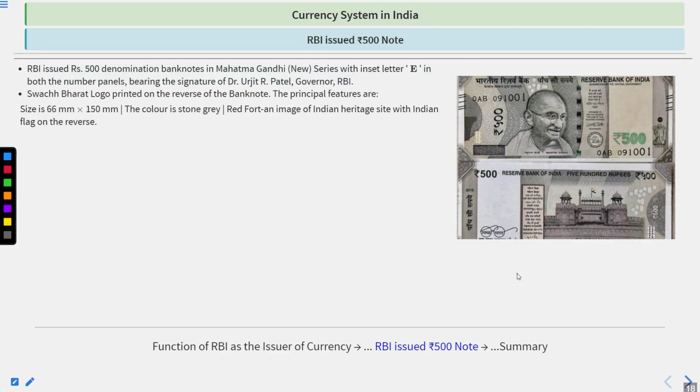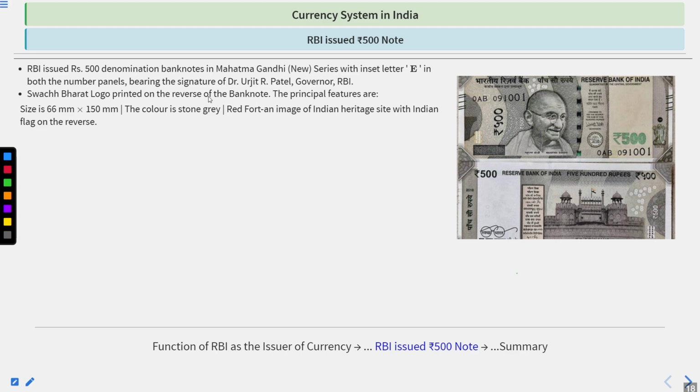Now, RBI issued rupees 500 notes also. So RBI issued rupees 500 denomination banknotes in Mahatma Gandhi new series with the inset letter E in both the number panels, and it is also bearing the signature of Dr. Urjit R. Patel, Governor of Reserve Bank of India. Swachh Bharat logo printed on the reverse of the banknote. Here you can see this is a Swachh Bharat logo.